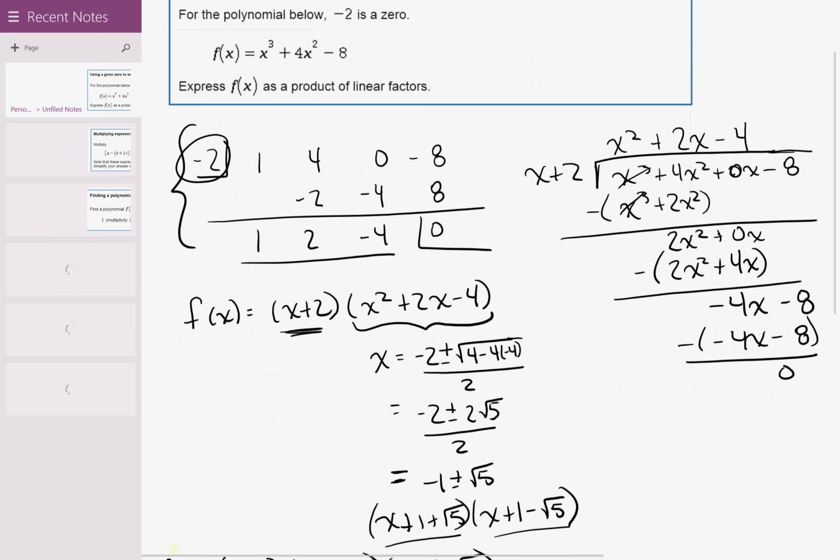And then I still have to factor x squared plus 2x minus 4, and I still use the quadratic formula to do that. So you can do this either by using synthetic division or long division. But when you get down to a quadratic, you can use the quadratic formula.